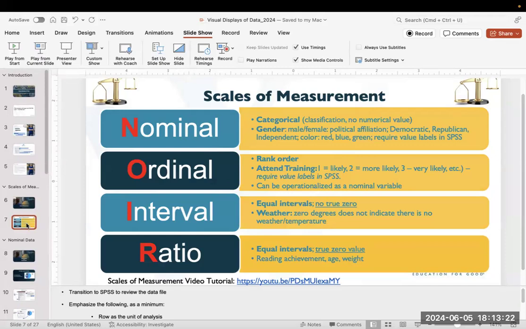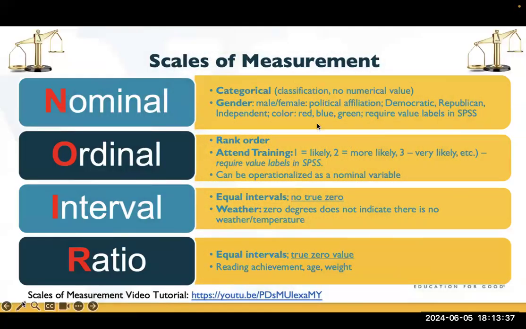Now, the first level that we're going to talk about is called the nominal. And when the variable is a nominal scale of measurement, that means it's categorical, okay? So you're asking someone, are you male, female? If you're asking someone about their political affiliation, they're not going to give you a number. They're going to give you a category. I'm a Democrat, I'm a Republican, I'm an independent, or whatever the case may be. Let's just say color. We can see that color is categorical. And it requires what we call value labels in SPSS, and we'll look at that in just a second.